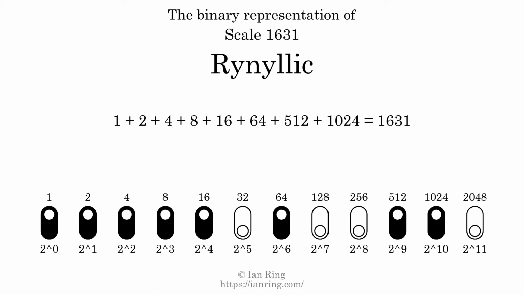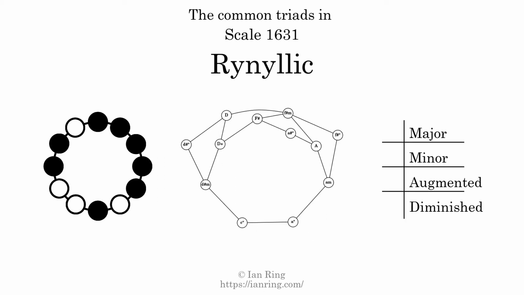1631. The scale number not only enumerates the scale with a unique index, but it also literally describes the tonal content of the scale. Represented as a binary number in base 2, the scale number is 0110010111111. Here are the common triads present in this scale.